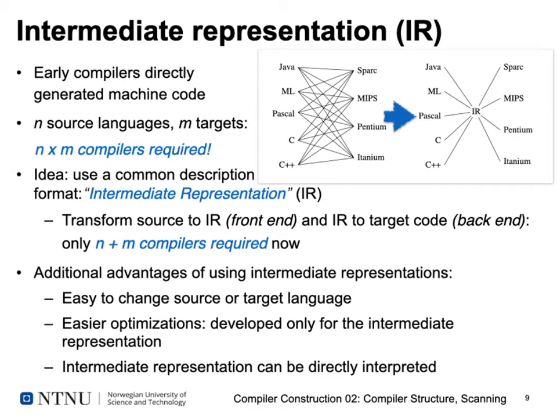But intermediate representations have additional advantages. It's very easy to change the source or target language just because you only have to change half of your compiler and not all of the parts in the front and the back end. Optimizations are made easier because they need to be developed only for the intermediate representation and not on a level of source code or on a level of machine language. And this intermediate representation, if you don't have a backend so far, can even be interpreted directly. So you can write a program that actually is able to read your intermediate representation and execute it as a program to test your front ends.